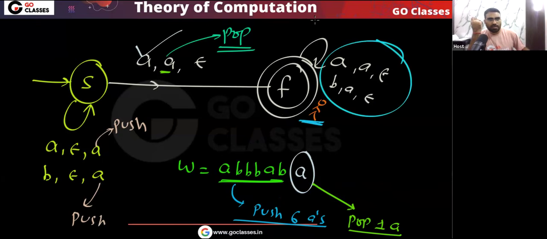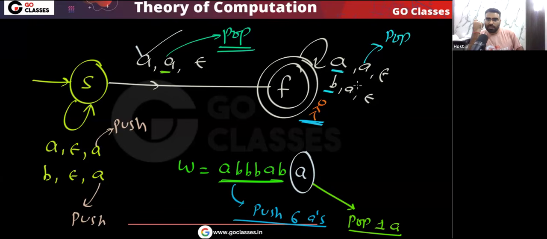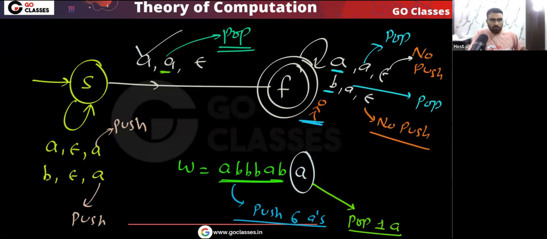Remember, whether A is coming or B is coming, I am popping one A. Yes or no? And I am not pushing anything. There is no push. I am popping one A. So what maximum can I put here? Maximum I can put a 5 length string.